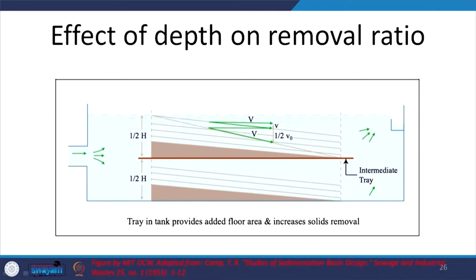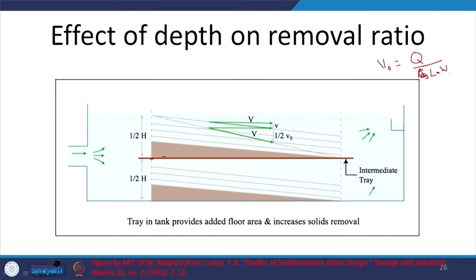But what can you do? You can provide an intermediate tray out here. How is that going to help? Let us say, half h and half h. That will help by increasing the surface area. As we saw, V naught will be dependent upon Q by surface area, A_S. For rectangular basins, from the top view, we know that it is length into width.